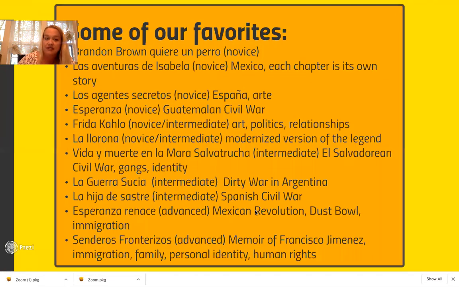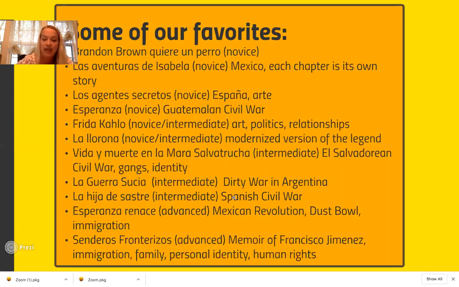Then we have some of my favorite books here that we talked about before, and these are some of the cultural things. I'm teaching higher levels these days, so I love Vida y Muerte en la Mara Salvatrucha. That is one that wasn't on the slide earlier. It's about El Salvador and the Civil War and gangs and identity, and it's just so powerful to teach. I love that book. Guerra Sucia also is great. I teach that in level 4. It's about the dirty war in Argentina. Great culture there. And then La Hija de Sastre is an intermediate book that I use as well.